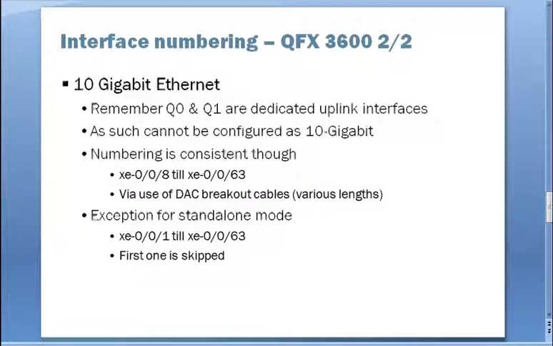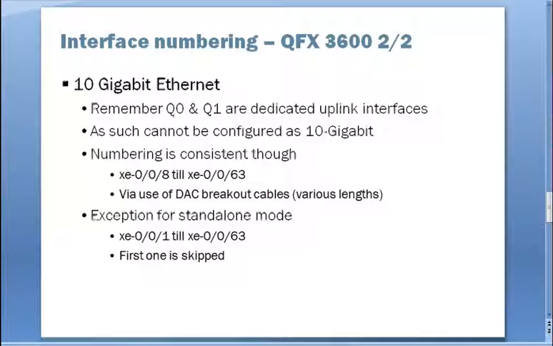Next, the interface numbering when we would like to use our interfaces as 10 gig Ethernet interfaces. Remember, when the device is in node mode, the hardware interfaces Q0 and Q1 are always dedicated as uplink interfaces. That means that those interfaces in node device mode cannot be used for 10 gigabit Ethernet, but the numbering is consistent regardless of the device mode. So in node mode, we can only address the 10 gigabit Ethernet interfaces xe, which is the interface type for 10 gigabit Ethernet, xe-0/0/8 till 0/0/63.